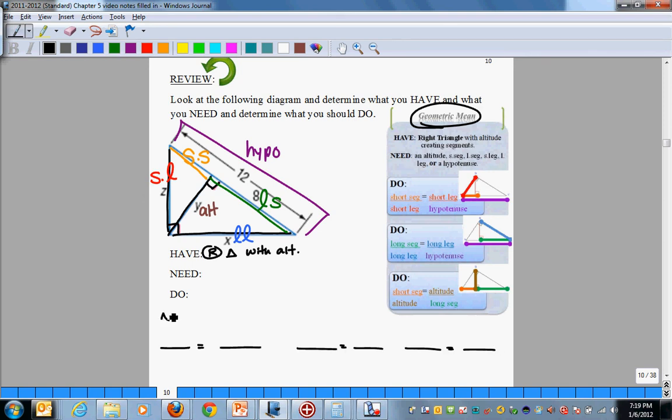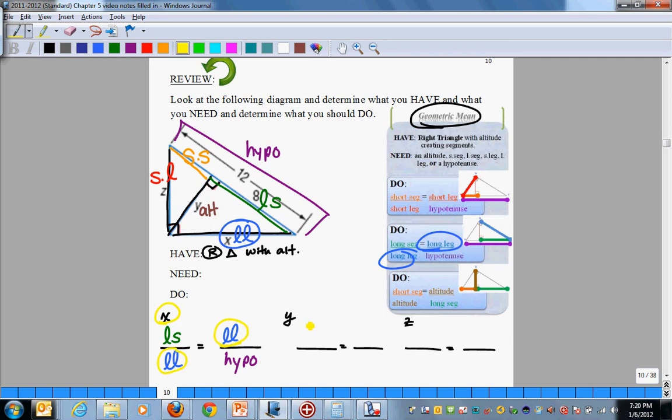We're going to solve for X, Y, and Z. Let's try X first. X is the long leg. So we come over here to our geometric means and we notice that the long leg is the geometric mean between the long segment and the hypo. So let's write out that equation. The long leg is the geometric mean between the long segment and the hypo. That is going to give us X, because X in this case is the long leg.